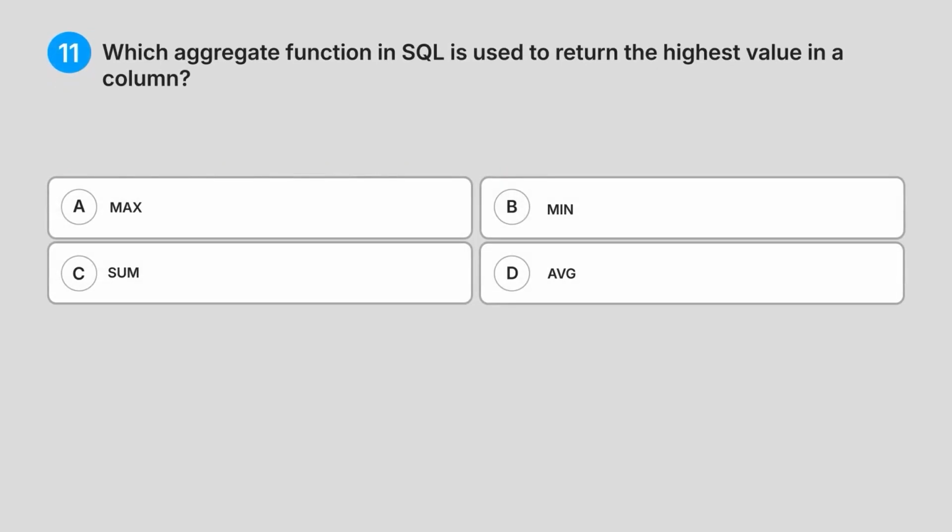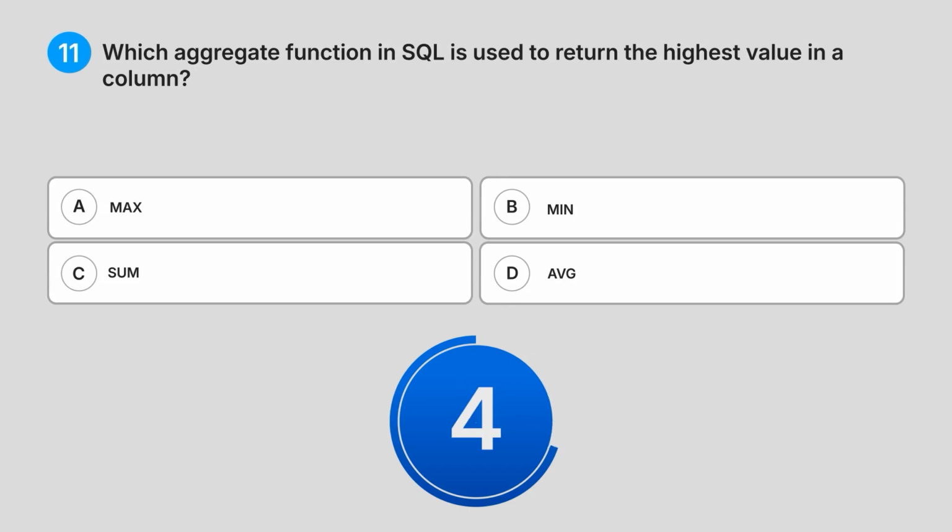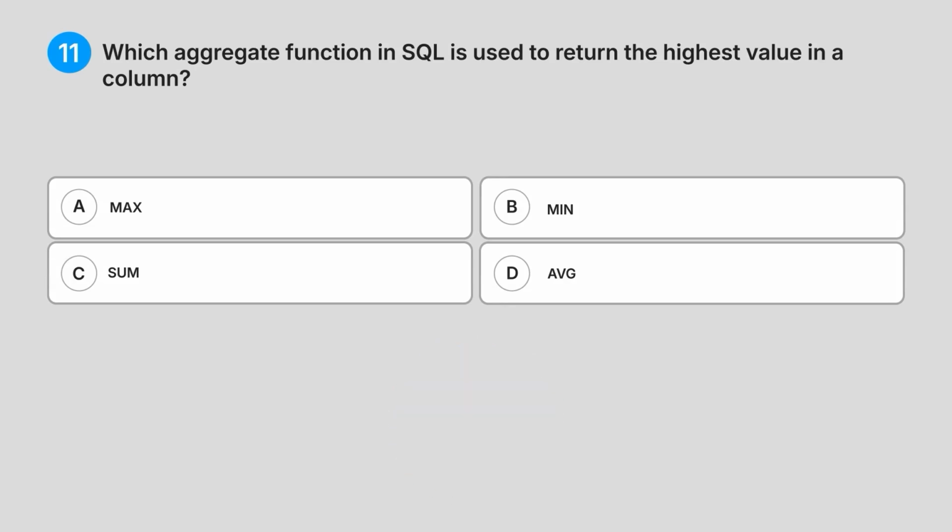11. Which aggregate function in SQL is used to return the highest value in a column? A. Max, B. Min, C. Sum, D. AVG. What do you think is the answer? Correct answer, A. Max.